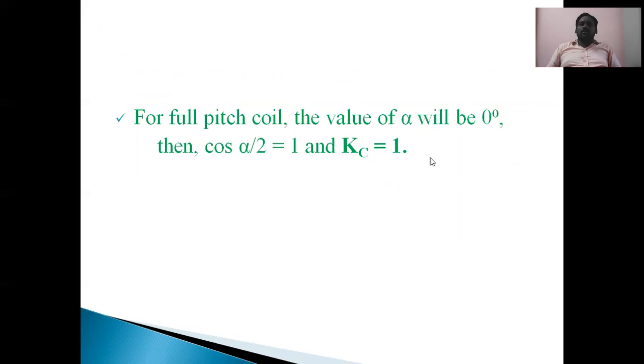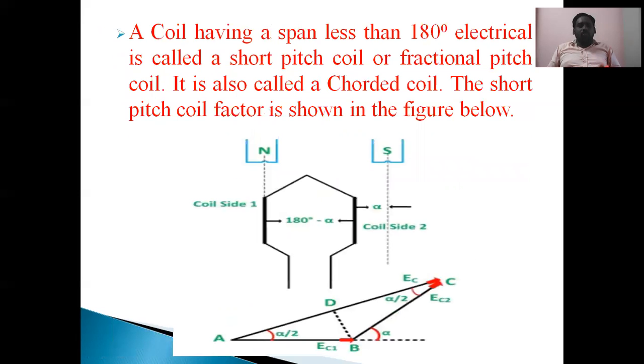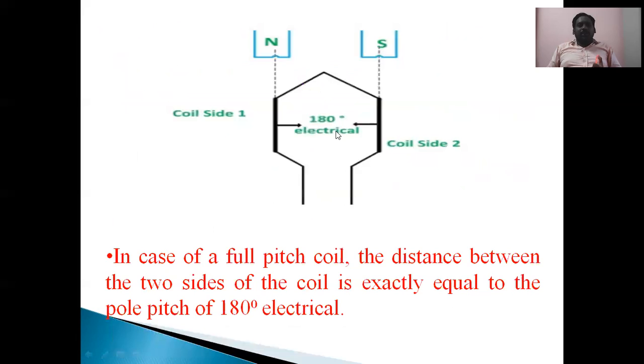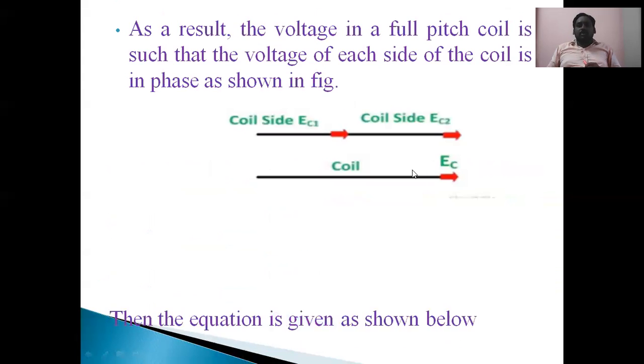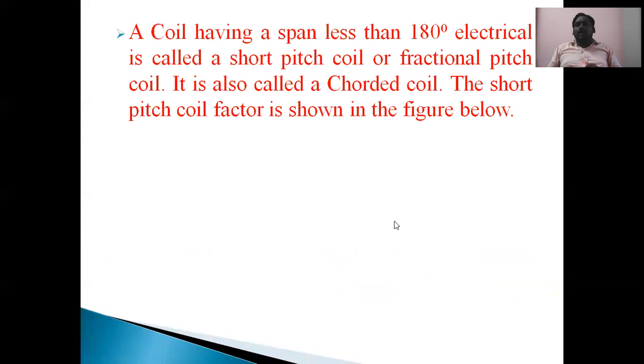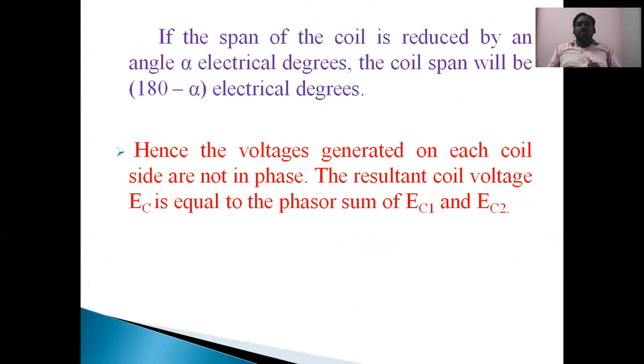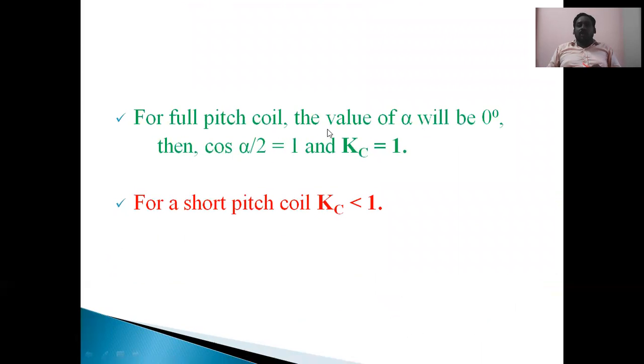So how can we justify this? Here alpha is 0 degrees, not 180 degrees; 180 degrees is the electrical angle, that is not alpha. Alpha is 0 means there is no difference between coil span and pole pitch. The difference between coil span and pole pitch is 0 in the case of a full pitch coil. So alpha means the difference between coil span and pole pitch. In the case of a full pitch coil that is 0, that's why alpha is equal to 0, cos 0 is 1, and Kc is equal to 1.